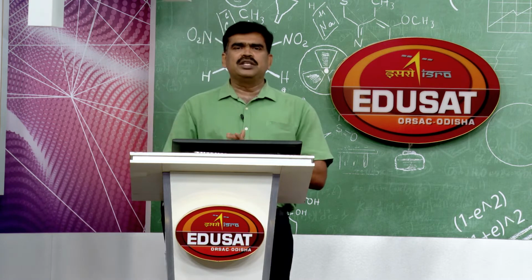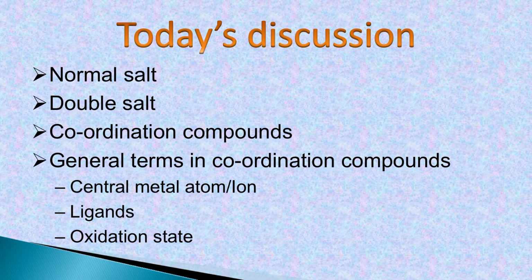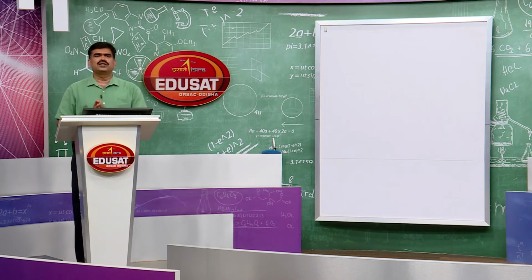So today we will be discussing these things of the topic like normal salt, double salt, coordination compounds or complexes, and then some general terms, common terms used in coordination chemistry like central metal atom or ion, ligands, and if time permits, we will discuss more things. Okay? So, what are coordination compounds?